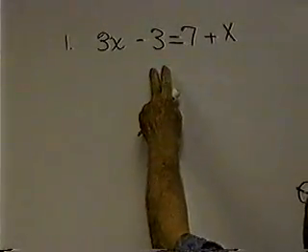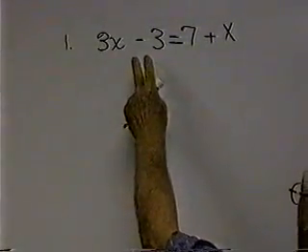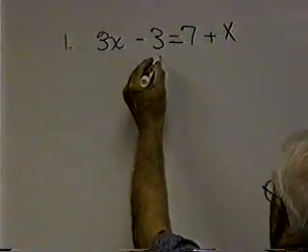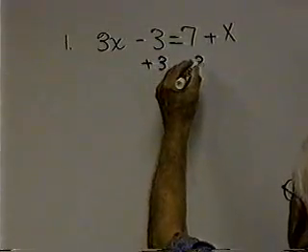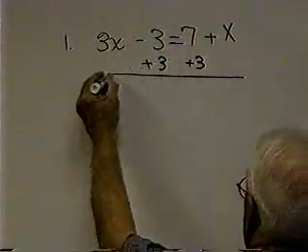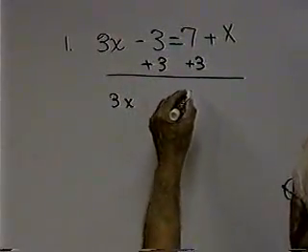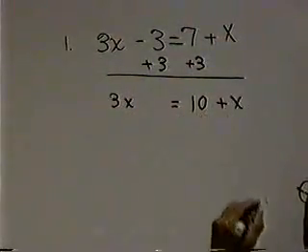How is the 3 connected on this side? It's subtracted. Therefore, you add 3 to both sides. And so you have 3x, that adds up to 0. You have 10, and you have plus x.